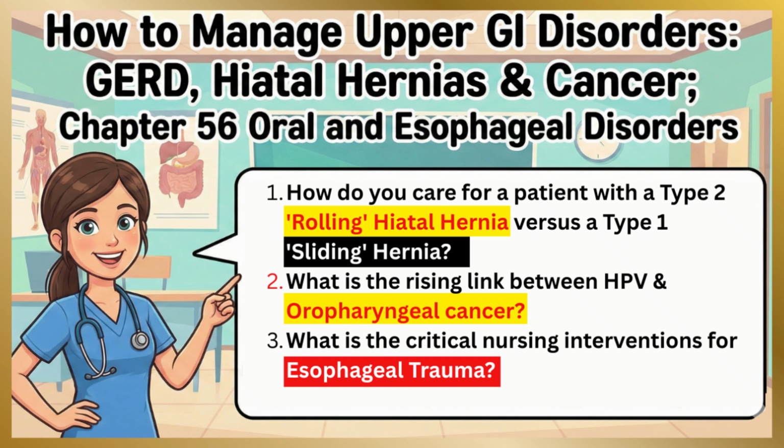In this chapter 56, coordinating care for patients with oral and esophageal disorders, the learning outcomes are correlating clinical manifestations to the pathophysiological process. We have complications associated with diagnostic results used to confirm the diagnosis, and treatment and nursing management for stomatitis, hernia, GERD, oral cancer, oral trauma, esophageal cancer, and esophageal trauma.